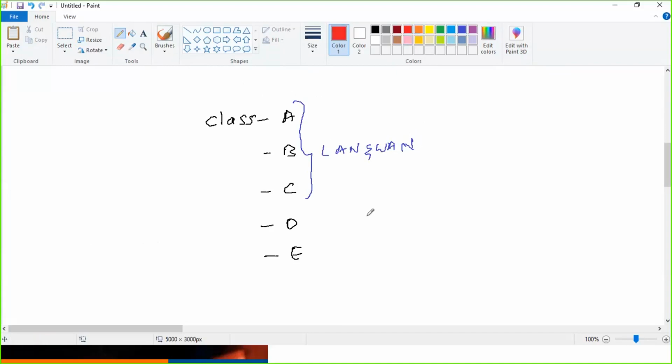And class D IPs we cannot use for computers. Class D IPs are used for multicast. Even class E also cannot be used for computer assignment. Class E is reserved for R&D, research and development purposes. So like this, IP addresses are classified for different purposes. Got it?